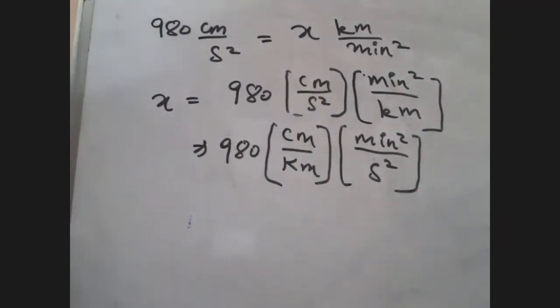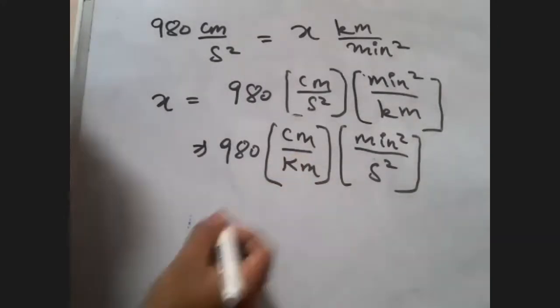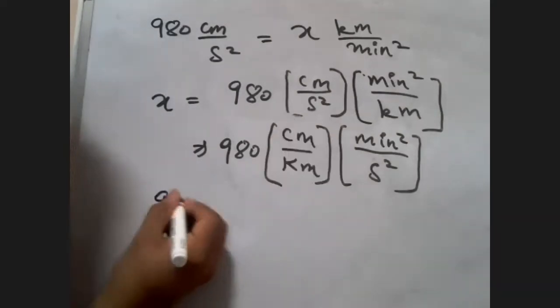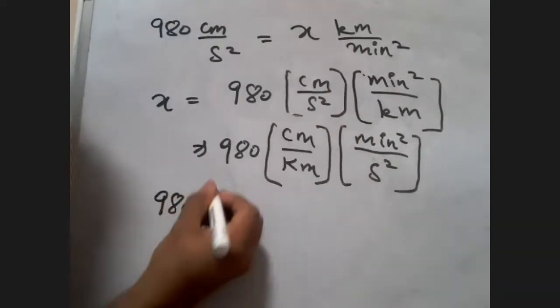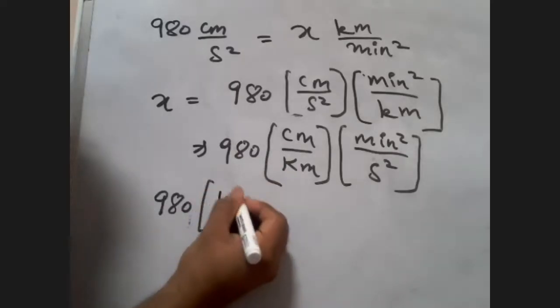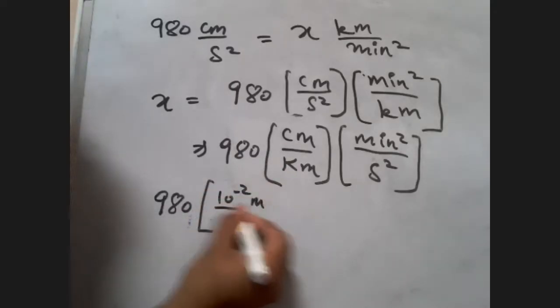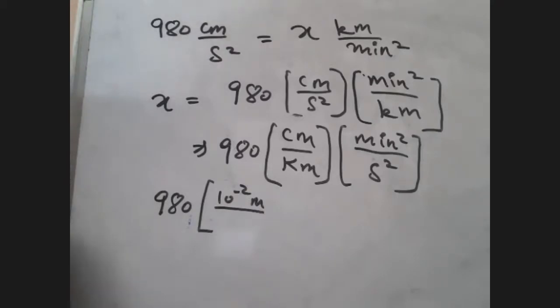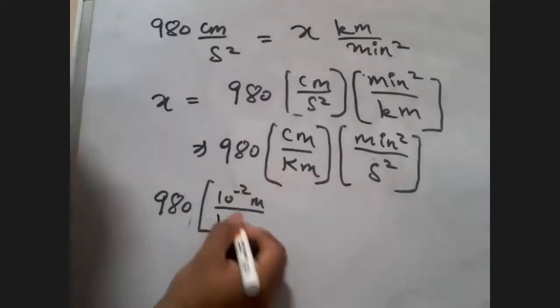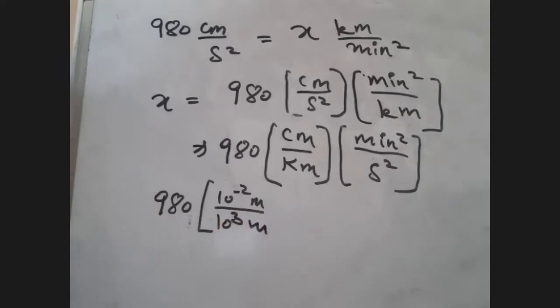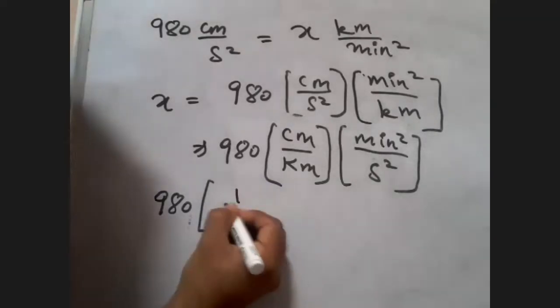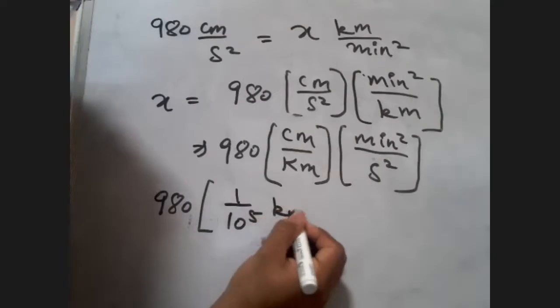Now look here. By how much will this cut? Look here. Centimeter is here. You can understand. 10 raised to 5. If you are not getting it, 980. Look here. This centimeter can be written as 10 raised to minus 2 meter upon what can be written as 10 raised to 3 meter. Ultimately, what you will get? Ultimately, 1 centimeter is how many times a kilometer? 1 upon 10 raised to 5, isn't it? 1 upon 10 raised to 5 kilometers.